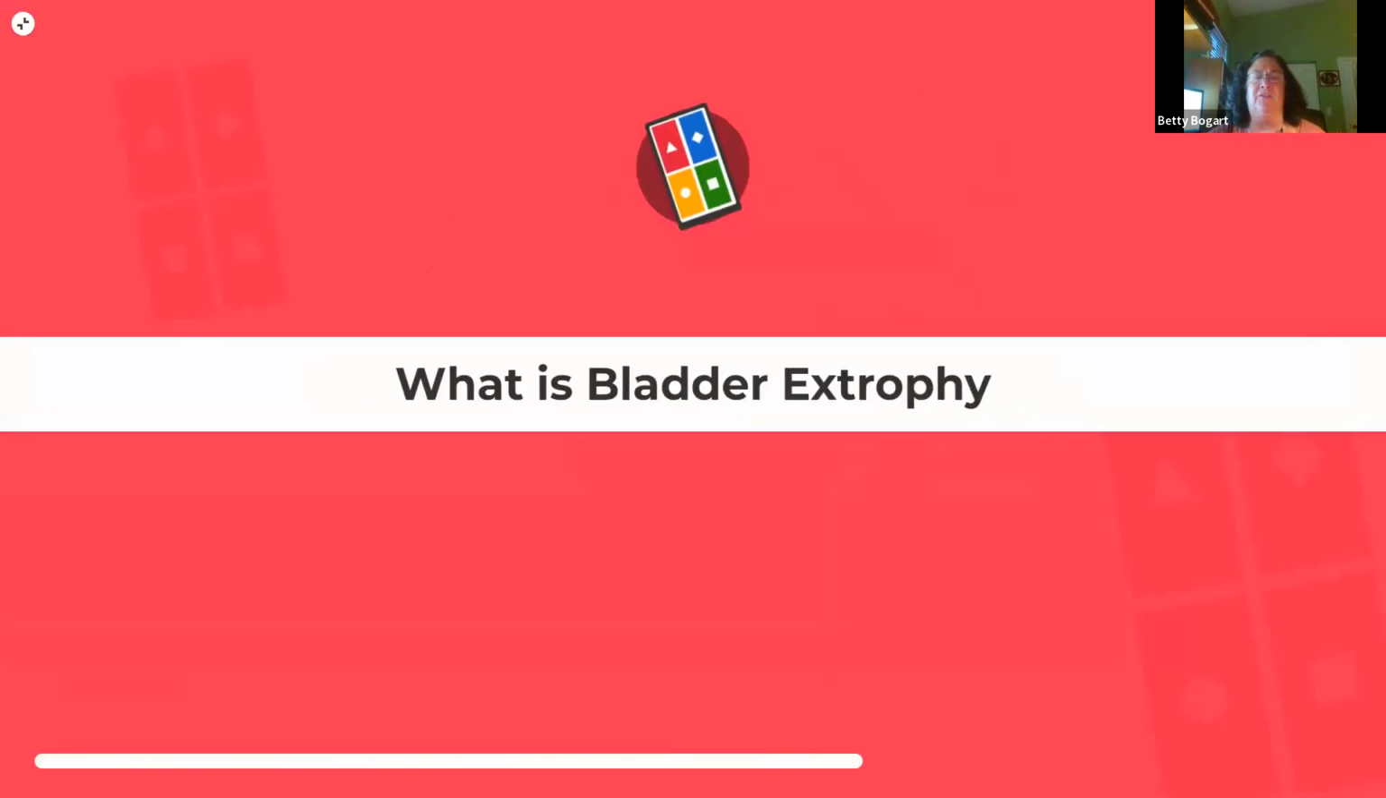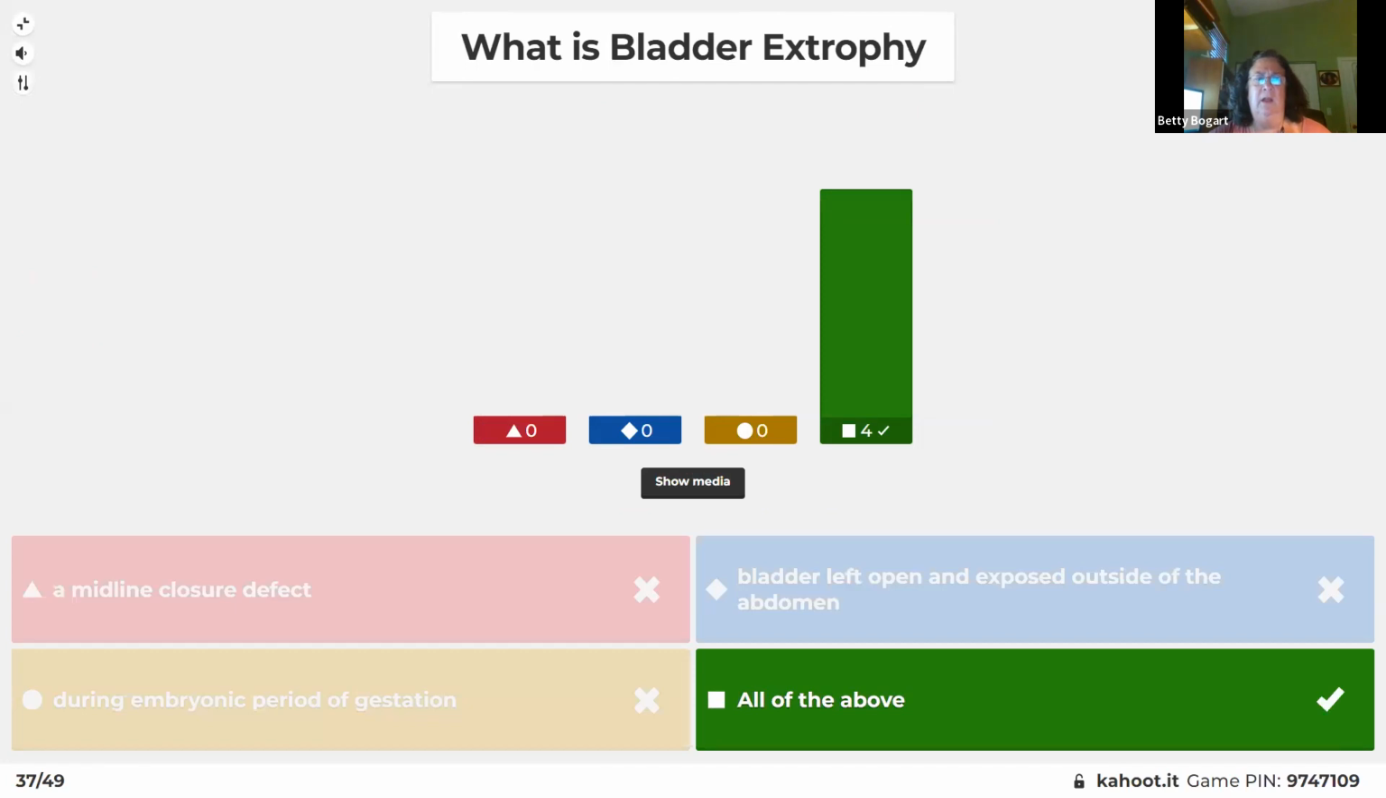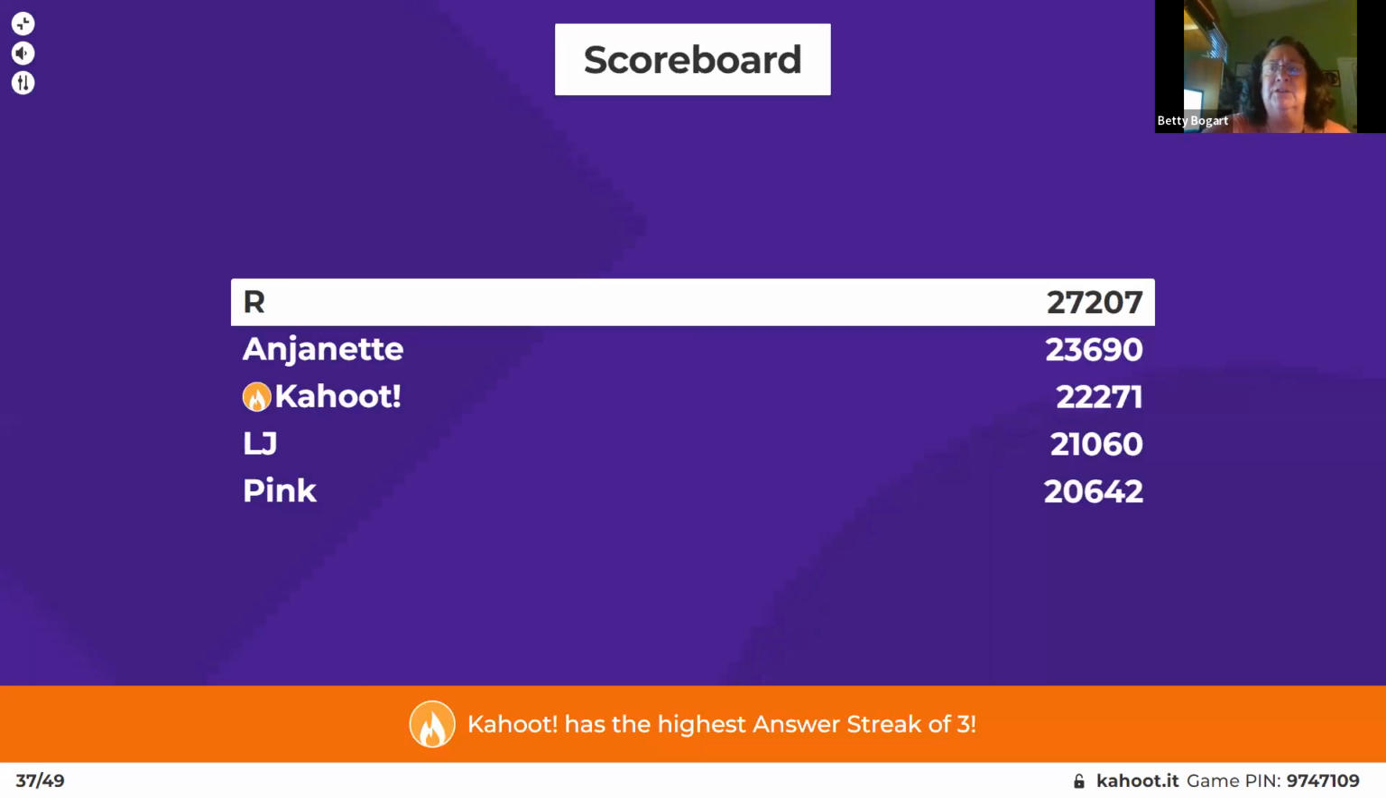What is a bladder exstrophy? And it's that midline closure doesn't happen and the bladder is on top of the abdomen. Again, it all works well. Our goal as nurses, if we see that, is to maintain that we don't get an infection there.